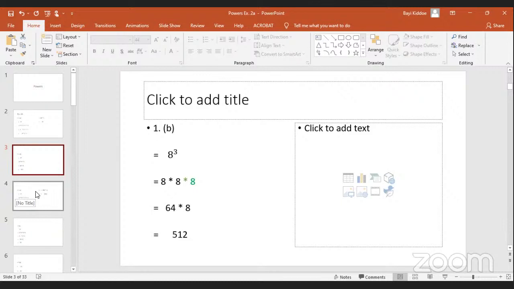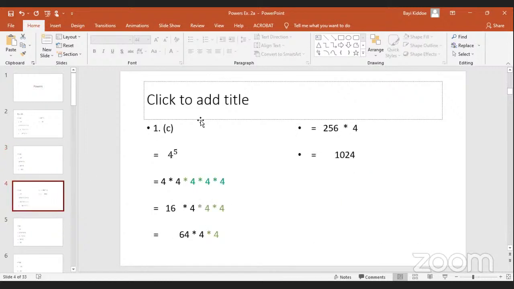All right. Okay. I was going to give you a question, but it's okay. Let's go through this together. 4 to the 5th power. So that's 4 times itself 5 times. So 4 times 4 times 4 times 4 times 4, right? 4 times 4 gives you 16. Bring down the other 4s. 16 times 4 gives you 64. Bring down the other 4s. 64 times 4 gives you 256. Bring down the last remaining 4. And 256 times 4 gives you 1,024.